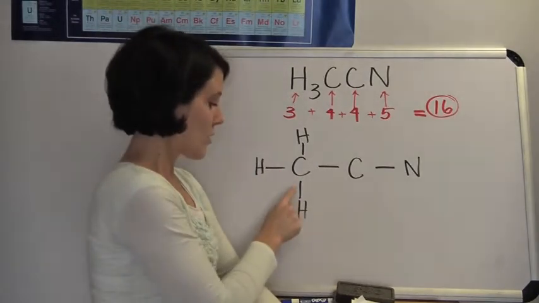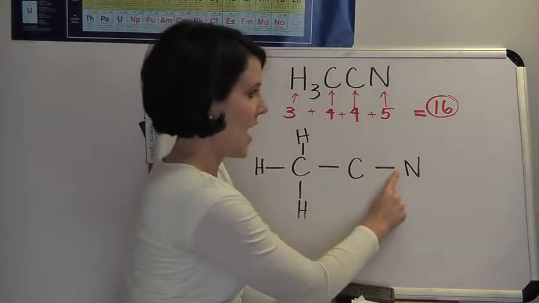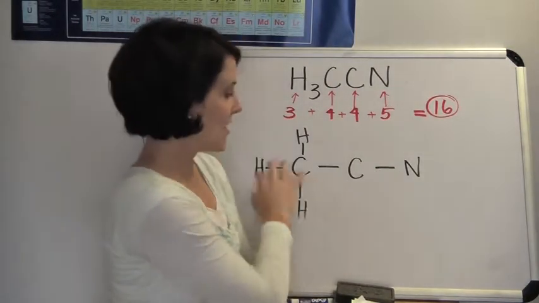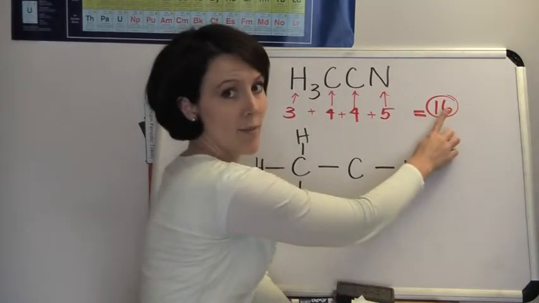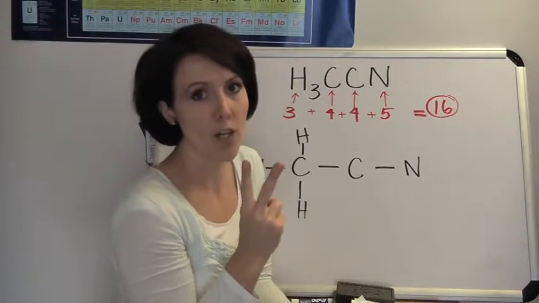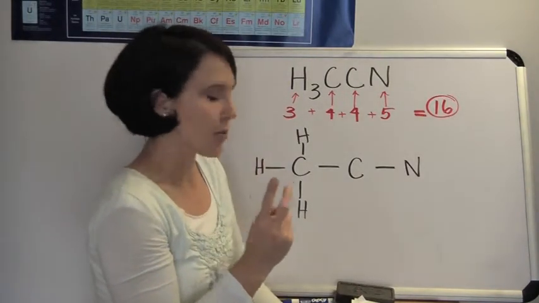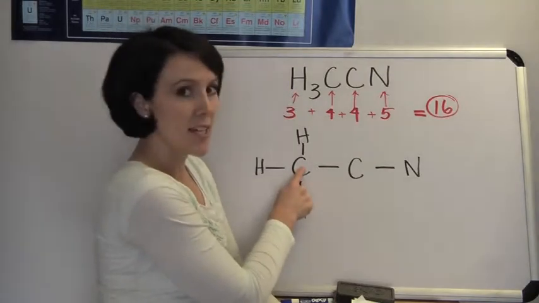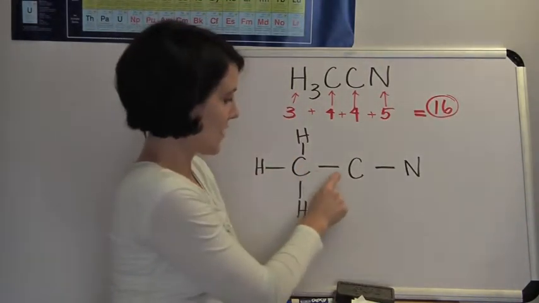1, 2, 3, 4, 5, 6, 7, 8, 9, 10. So I have 10 electrons I've already used, and I need to place 6 more. That's important. And I need to make sure I satisfy the octet rule for all of the atoms. Let's first look at the octet rule. This carbon is just fine because it has 8. 1, 2, 3, 4, 5, 6, 7, 8.